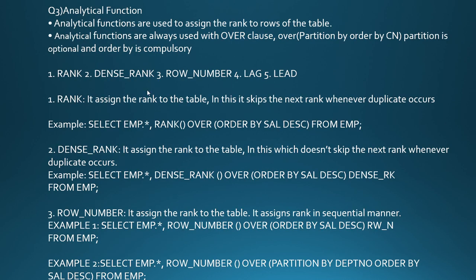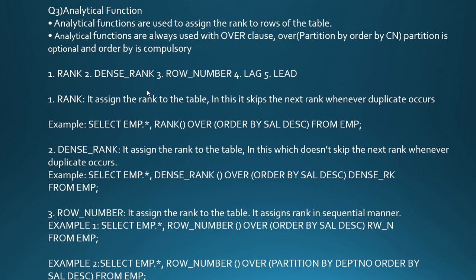Next one is analytical functions, Windows functions. Analytical functions are used to assign the rank to rows of the table. Analytical functions are always used with the OVER clause: OVER, PARTITION BY, ORDER BY column name. Partition by is optional and ORDER BY is mandatory, compulsory. There are five types: RANK, DENSE_RANK, ROW_NUMBER, LAG, and LEAD. RANK means it assigns the next rank.